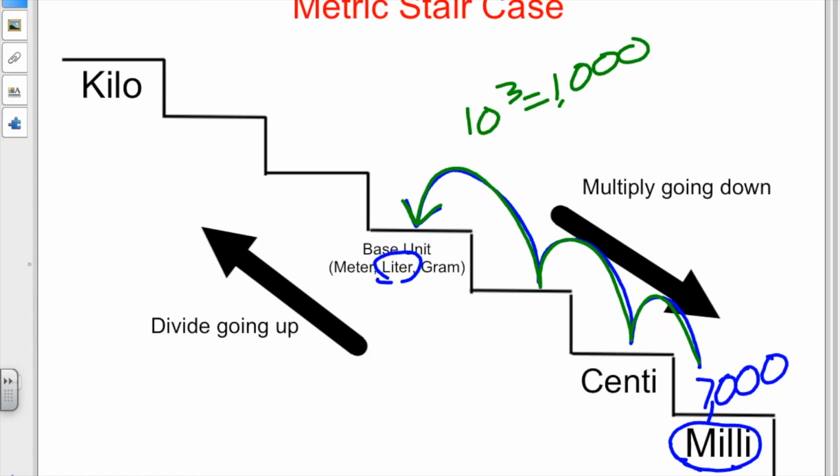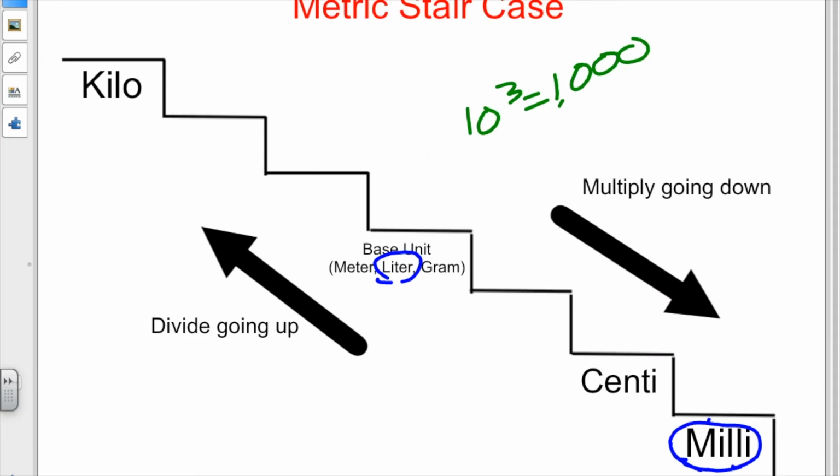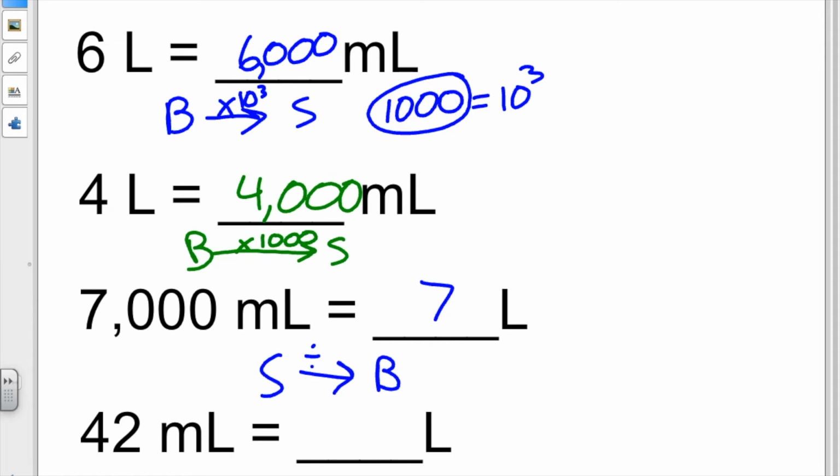So going back to our metric staircase, we have 42 milliliters, and we need to get up to liters. So again, going up is division. Divide by 10 to the first, divide by 10 to the second, divide by 10 to the third. Or again, you can think of it as divide by 10, divide by 100, divide by 1,000. Either way you want to think of it. So we have 42 divided by 1,000.